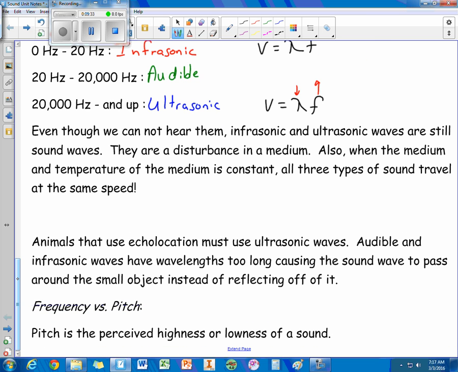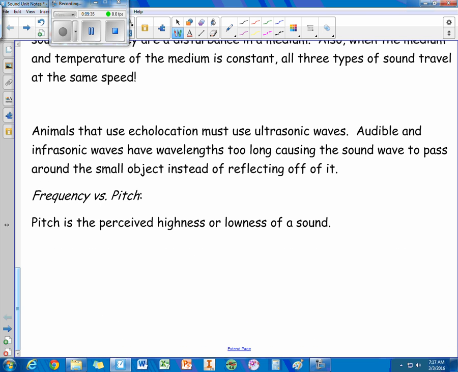And just talking about this before, animals that use echolocation, they have to use ultrasonic because the audible and infrasonic wavelengths are so long that the waves will kind of diffract around the object instead of reflecting off of it.